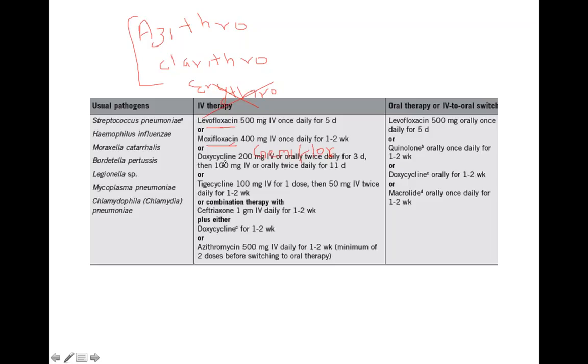Or we can use either respiratory quinolones or a combination of beta-lactam antibiotics plus macrolides. Beta-lactam antibiotics are like ceftriaxone, cefotaxime, plus macrolides like azithromycin or clarithromycin. Doxycycline can also be used. So you can remember this for step 2 and even for step 3: either we use respiratory quinolones or a combination of beta-lactam antibiotics plus macrolides, azithromycin or clarithromycin.